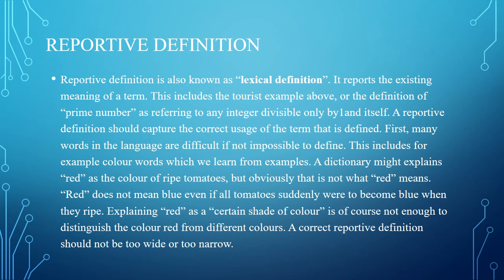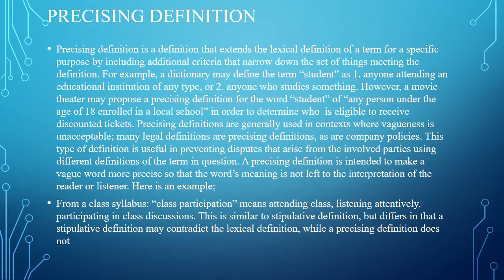First, many words in the language are difficult, if not impossible, to define. This includes, for example, color words, which we learn from examples. A dictionary might explain red as the color of tomatoes, but obviously that's not what red means. Red does not mean blue, even if all tomatoes suddenly were to become blue when they ripen. Explaining red as a certain shade of color is of course not enough to distinguish the color red from different colors. A correct reportive definition should not be too wide.